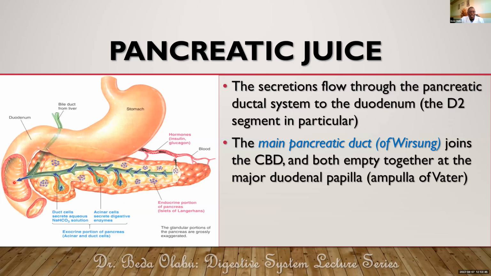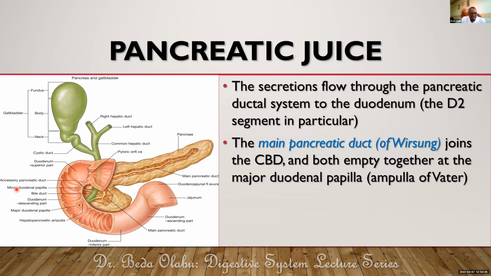There are two ducts actually from the pancreas. The main pancreatic duct, which is also called the duct of Wirsung, is usually joined by the common bile duct, and they both open together at the major duodenal papilla, or what we've called the ampulla of Vater. So this is the ampulla of Vater, which receives both the main pancreatic duct and the common bile duct. The main pancreatic duct drains the tail of the pancreas, the body, the neck, and the lower part of the head of the pancreas.